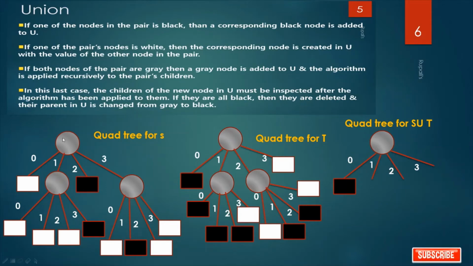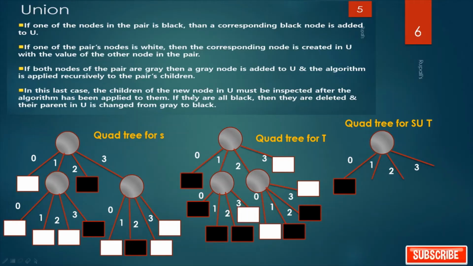In the last case, the children of the new node in union must be inspected after the algorithm has been applied to them. If they are all black, then they are deleted and their parent in union is changed from grey to black. So inspect the children. First, it is white, it is black. So black node will be added. It is 1, 1. It is white, it is black. So black node will be added. It is white, it is black. So black node added. It is black, it is white. So black node added. So when both are grey nodes and we inspect the children, they are all black.